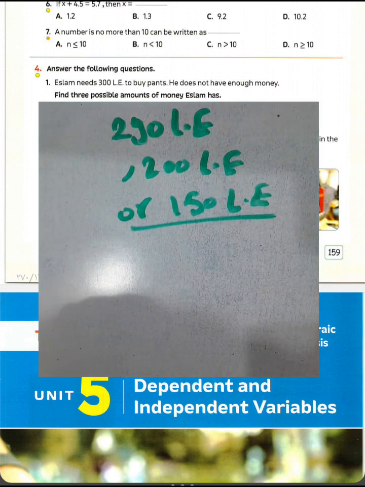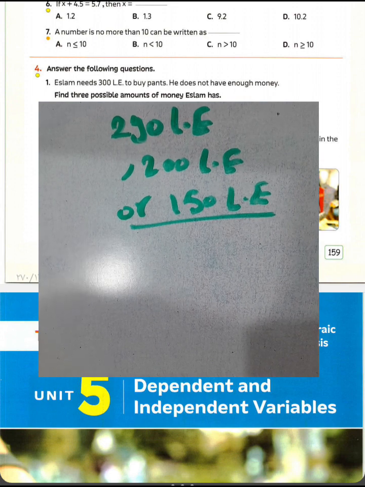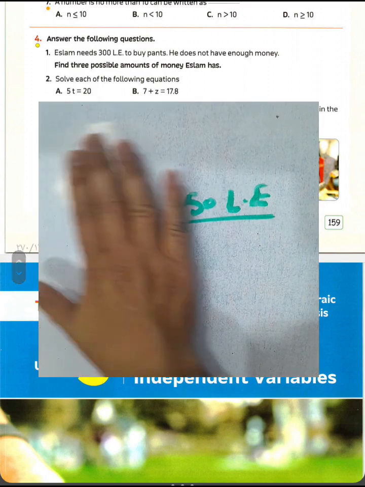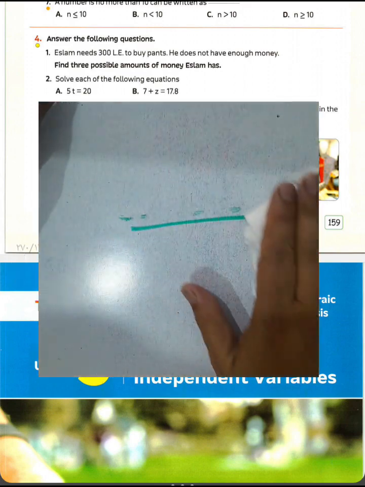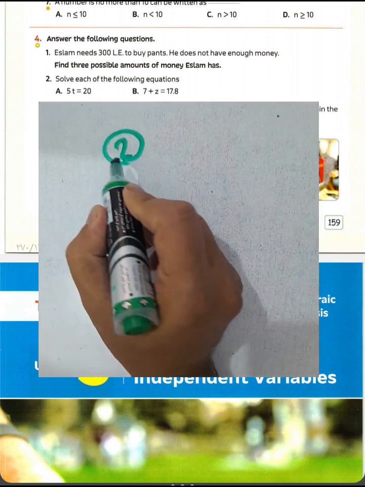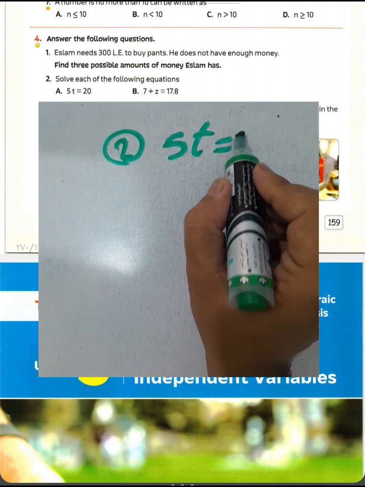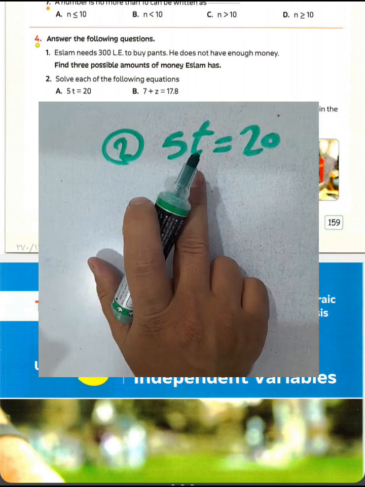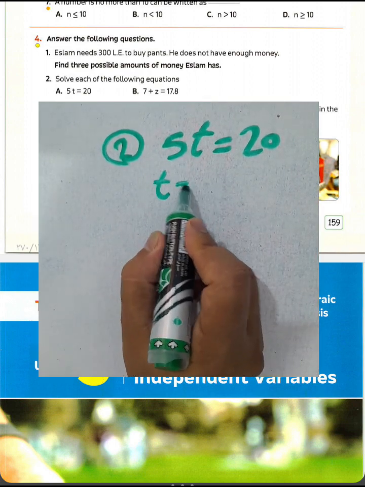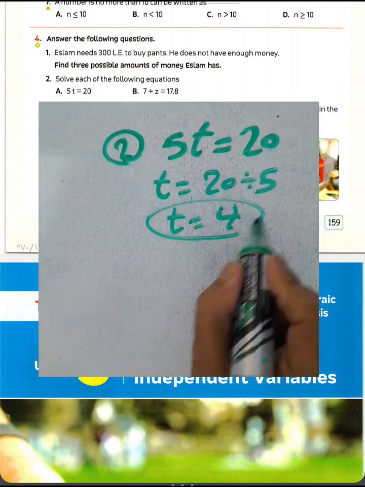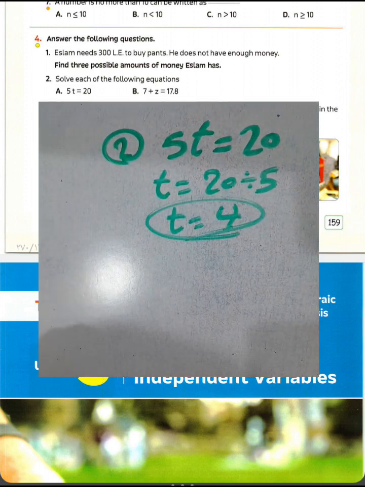Okay. Question number 2. Solve each of the following equations. Okay, who can solve this equation with me? Question number 2. We have 5t equals 20. It means 5 multiplied by an unknown number equals 20. Then t equals 20 divided by 5. Then t will be 4.